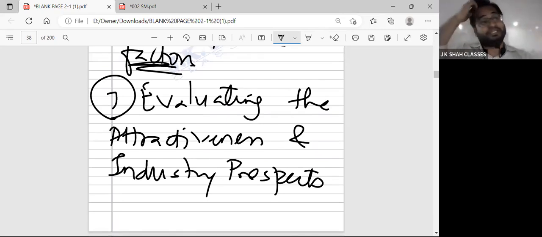Now, what do you mean by this? This is the concluding point. After studying all the 6 points, we will come to a logical conclusion whether we should start this business or not. So here we will talk about the attractiveness or unattractiveness. Honestly speaking, attractiveness is a subjective, relative term. For you, something may be attractive, for me, not attractive.